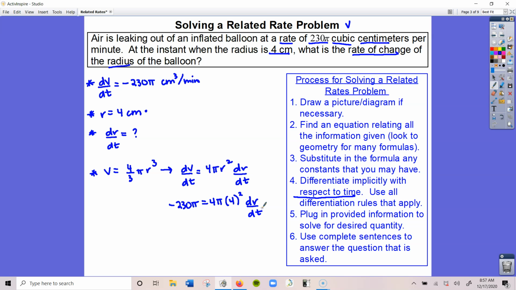So at this point, it should be pretty clear how to solve. We don't really have to do much else. We can just simplify this. So negative 230π is equal to 4 times 4 squared, which is 16, and 16 times 4 is 64π dr/dt. So to solve for dr/dt, we're just going to divide by 64π.